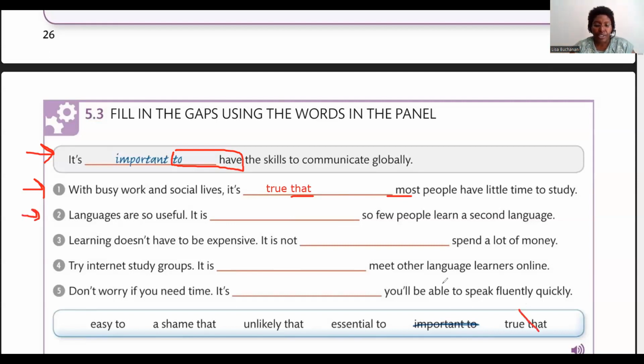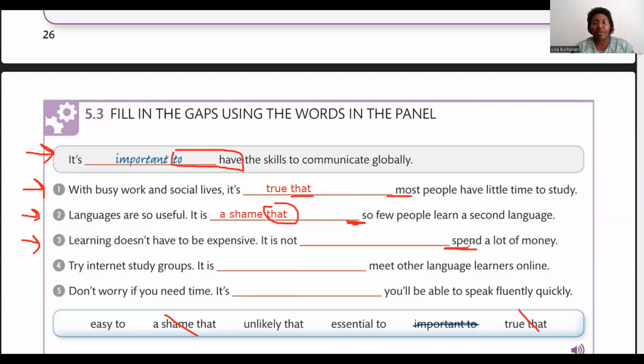Languages are so useful. It is blank. So many people, so few people learn a second language. Yeah, that's very true. It's a shame that. Okay, a shame that. Again, we're going to use that. What's following the that? There's no infinitive. It's just that. There's no verb here. It is a shame that few people know second languages, but that's an issue for another time. So let's cross out a shame that. Number 3, learning doesn't have to be expensive. It is not blank, spend a lot of money.